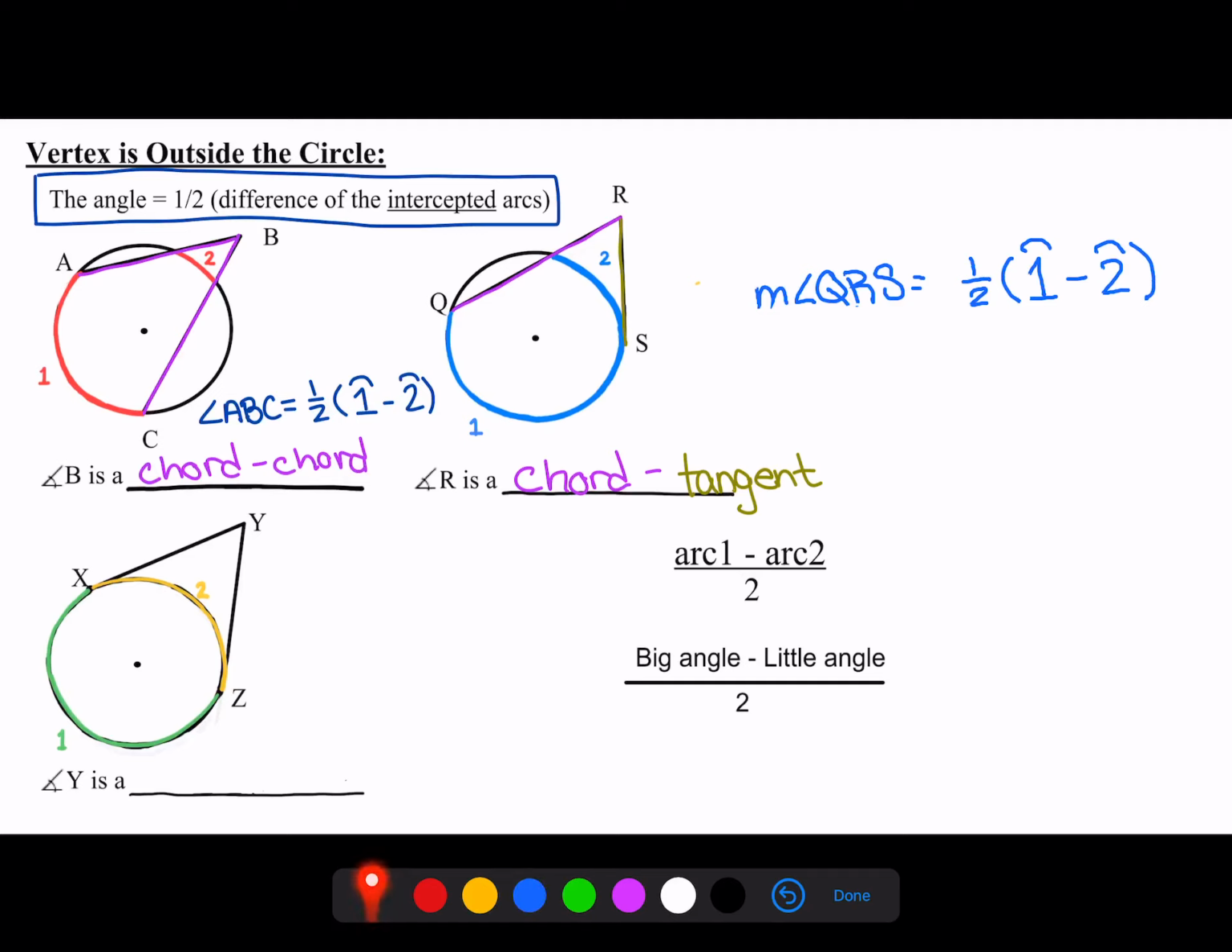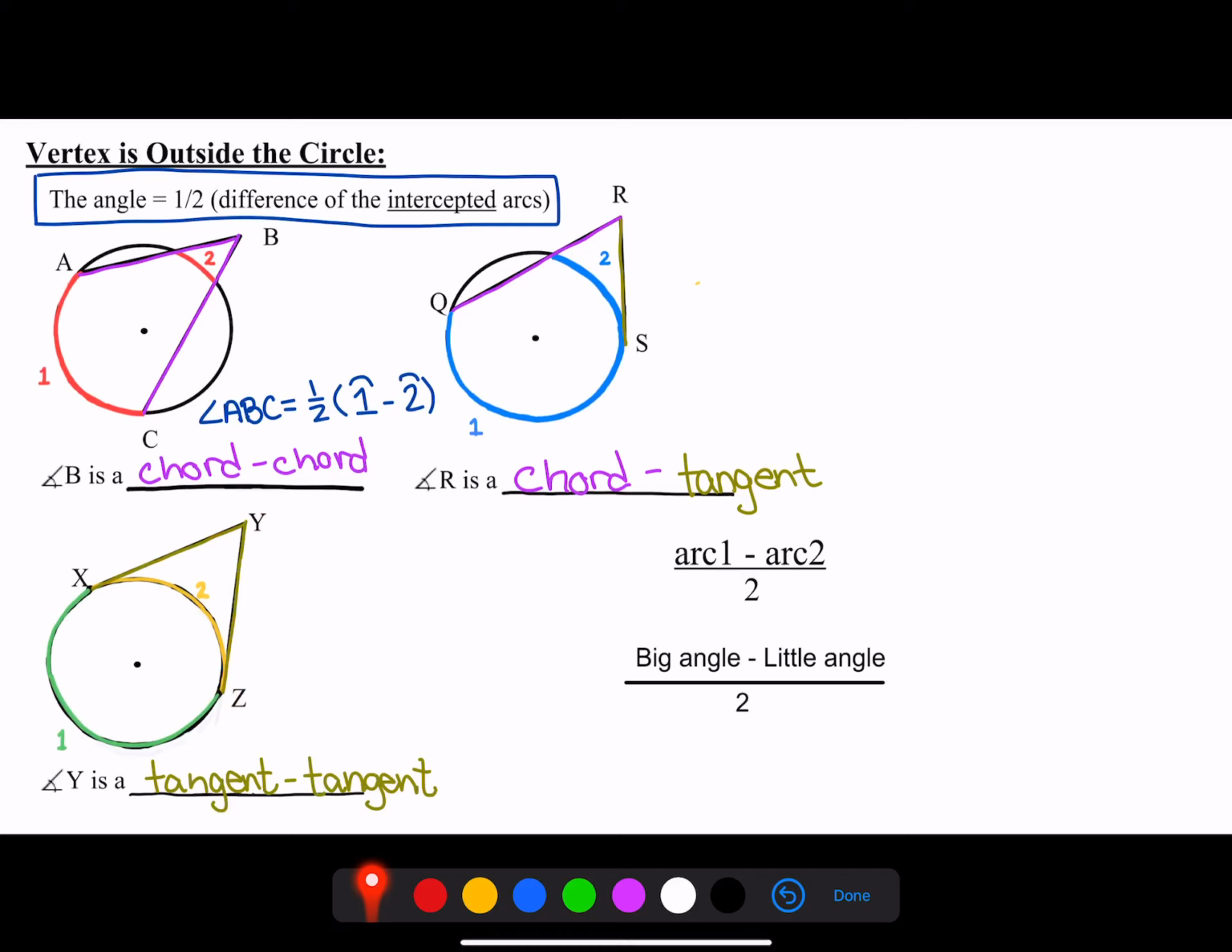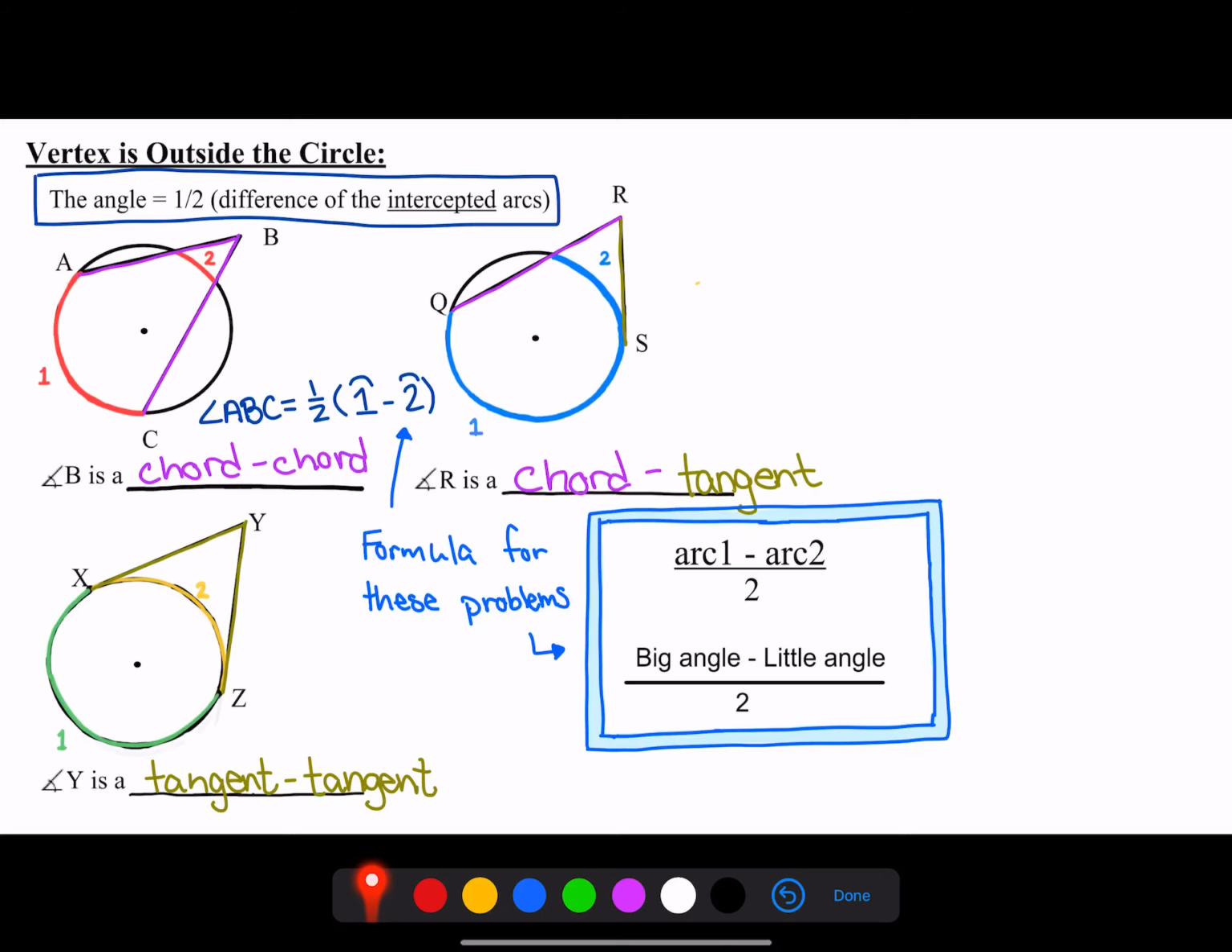Then the last one, XY is a tangent. YZ is a tangent, so this must be a tangent tangent. If you see any of these three where they intersect on the outside, where the vertex is on the outside, always subtract. It's on the outside, always subtract. The reason I'm trying to make it very distinguished is because of what we'll see on the next one. And again, here's the formula for these problems. So make sure that you guys get these formulas down.